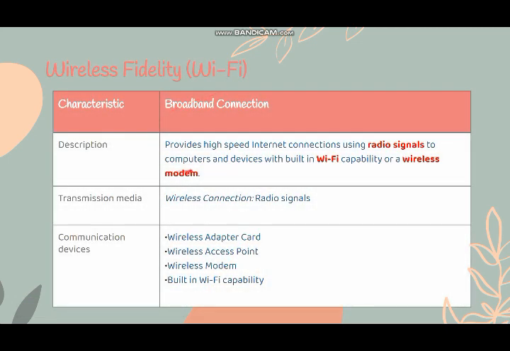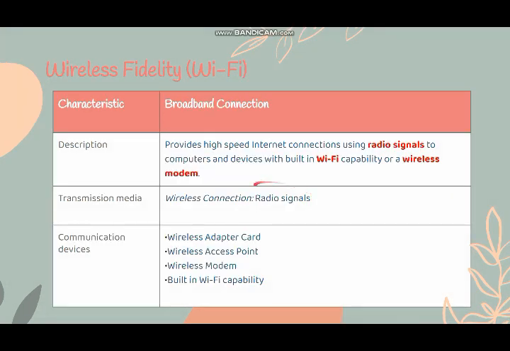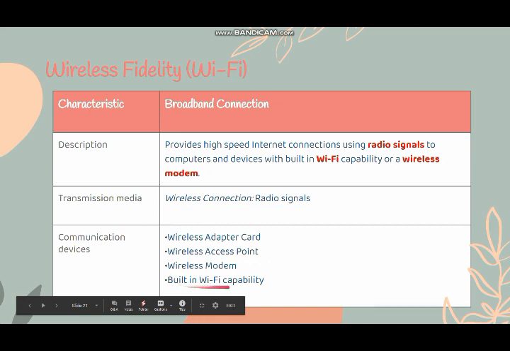And the second last, we have wireless fidelity, or also known as Wi-Fi, the most common among you. So Wi-Fi provides a high-speed internet connections using radio signals to computers and devices with built-in Wi-Fi capability or a wireless modem. So the transmission media is radio signals. The communication device can be wireless adapter card, wireless access point, wireless modem, or built-in Wi-Fi capability.